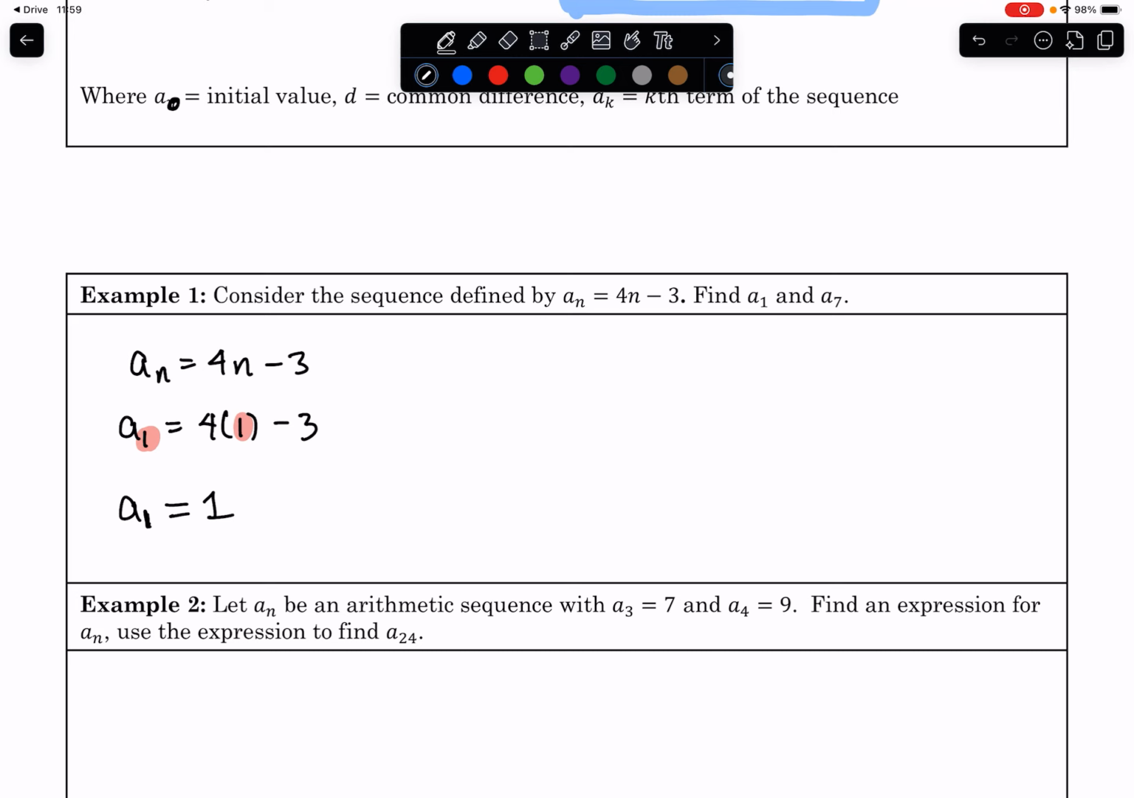Now, to figure out the seventh value of the sequence, a sub 7, we just simply do the exact same thing. Replace again the n value with 7: 4 times 7 minus 3, and this will be 28 minus 3, which is 25. So a sub 7 equals 25.